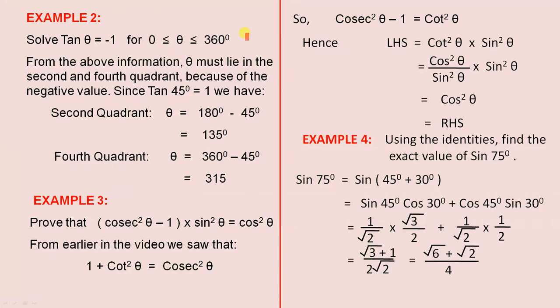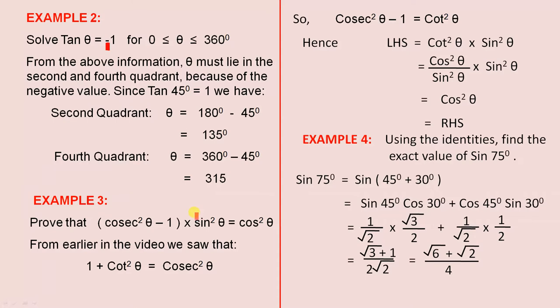Example 2. Solve tan theta equals minus 1 for theta between 0 and 360. From the above information, theta must lie in the second and fourth quadrant because of this negative value here. Since tan 45 equals 1, we have in the second quadrant, theta must be 180 minus 45, which is 135 degrees. In the fourth quadrant, theta must be 360 minus 45, and that's 315 degrees.